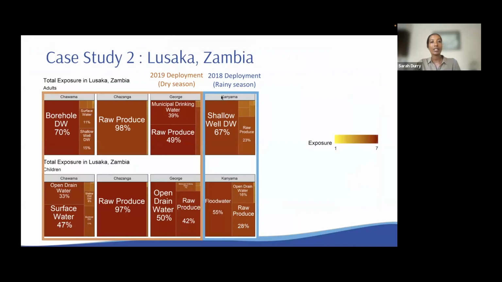So now going on to our second case study in Lusaka. In the case of Lusaka, two deployments were done to cover both the dry and rainy season. The rainy season in particular, and here in Kanyama, was during an ongoing cholera outbreak. So in Kanyama, you can see that shallow wells for adults were the dominant pathway. This was different for children on the bottom. You see floodwater and open drain and raw produce. But this shallow well result was very insightful.